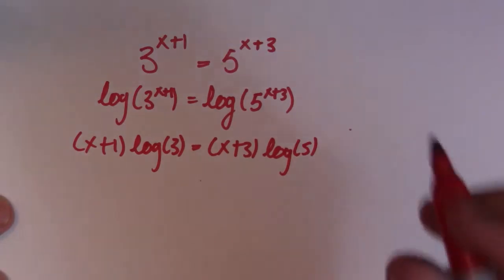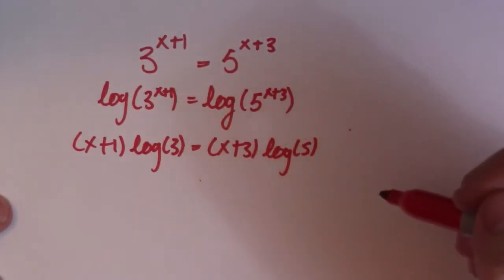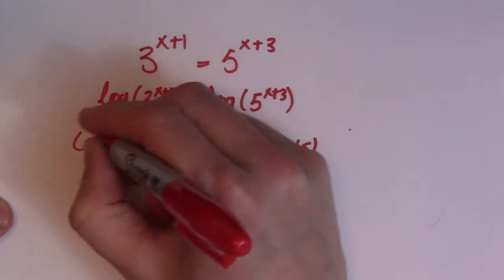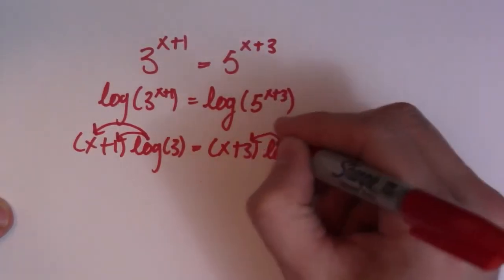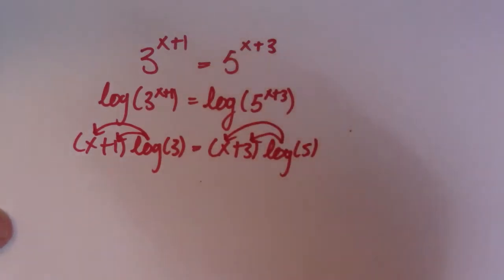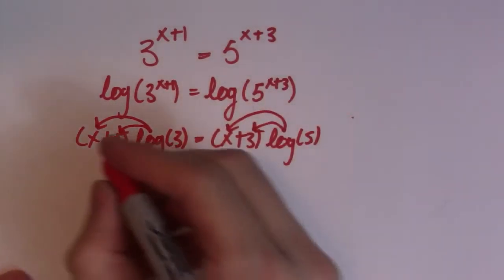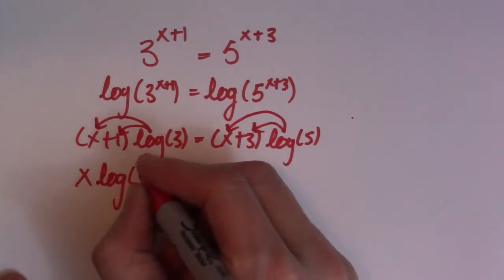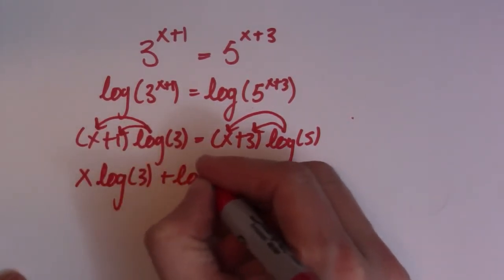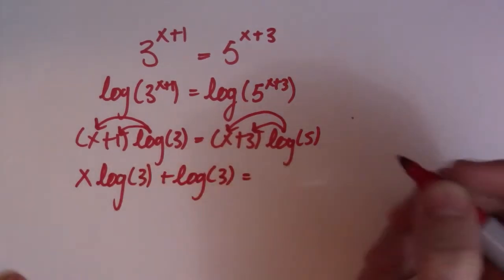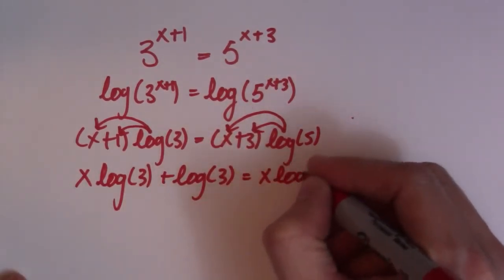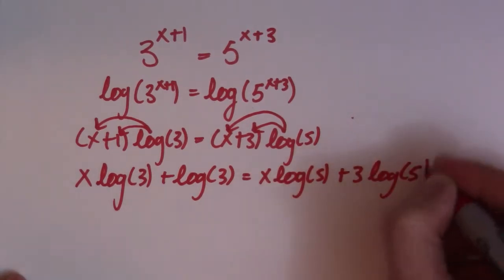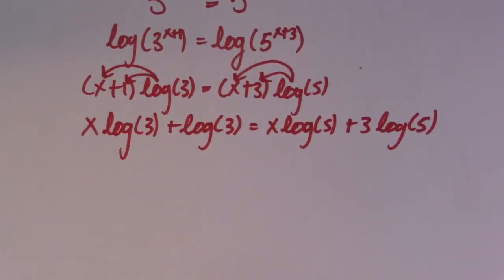that. So again, you have options. You can divide both sides by one of the logs, but my students prefer this, to double distribute. And I actually think this is probably the easier way. Kind of makes a little bit more sense. So I end up with x log of 3 plus log of 3. And that's equal to x log of 5 plus 3 log of 5, just like that.